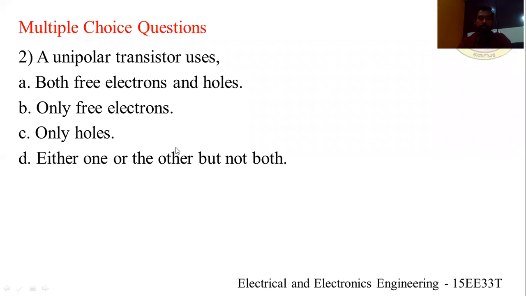The second one is: a unipolar transistor uses. The options given are: first, both free electrons and holes; second, only free electrons; third, only holes; and fourth, either one or the other, but not both. The answer is D, that is either one or the other, but not both. Unipolar transistor means the current conduction takes place only by the majority charge carriers, either holes or electrons.